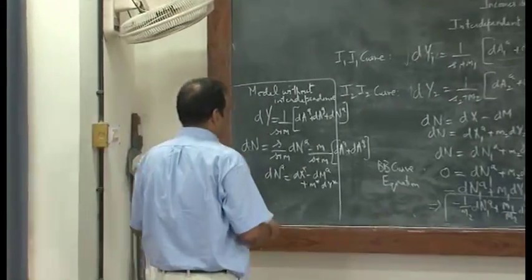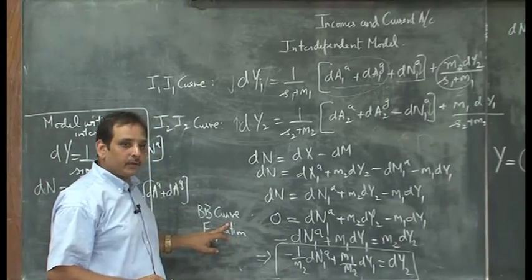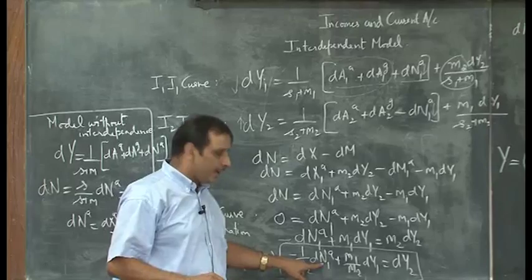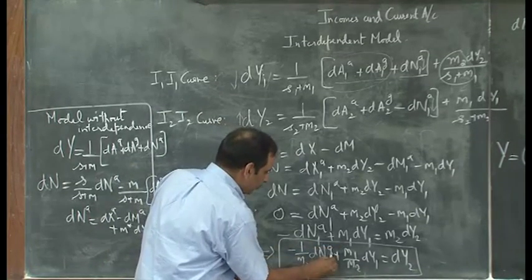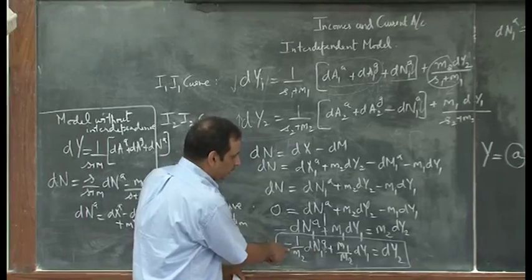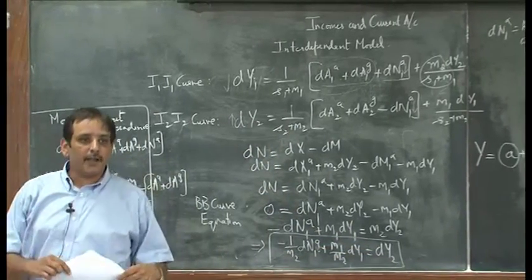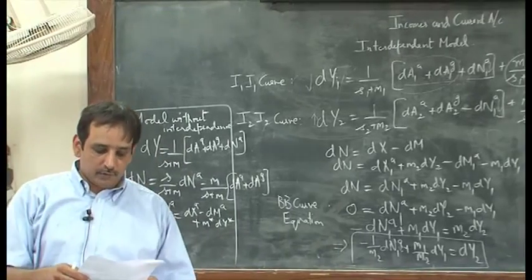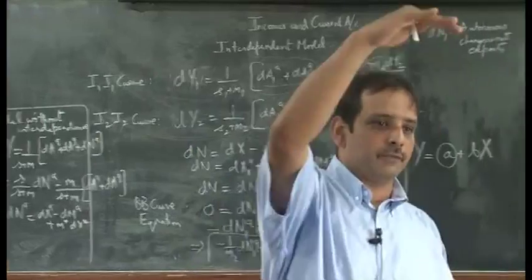And then there is a third thing happening. There is also the BB curve equation, which has a dN1A term. When the dN1A term goes down with a negative sign here, the dY2 term goes up. So when the dY2 term goes up with the given US income, the BB curve also shifts upwards.